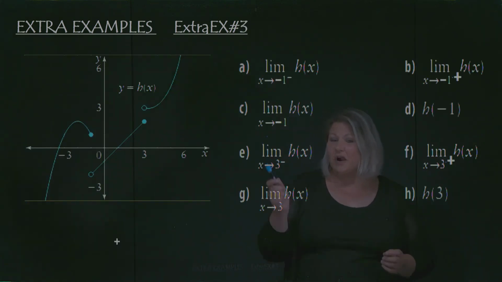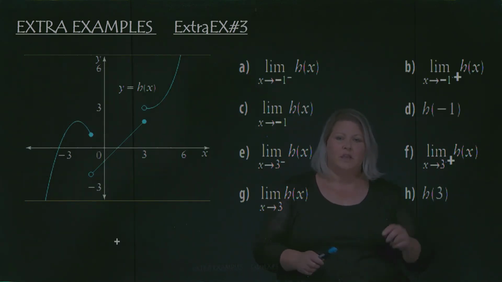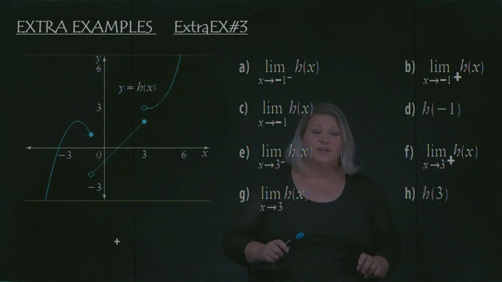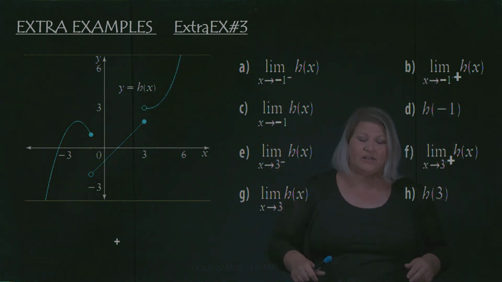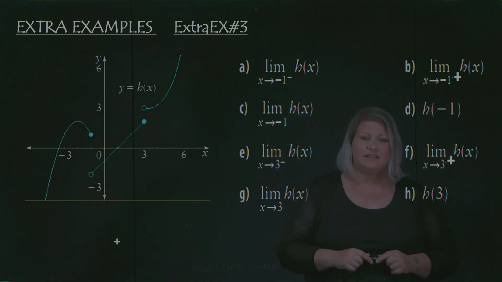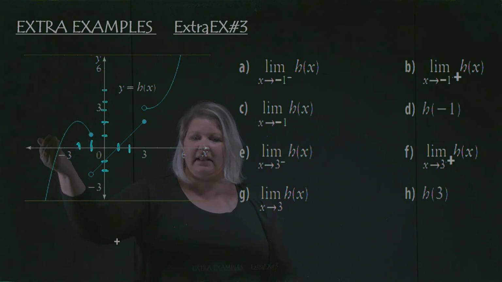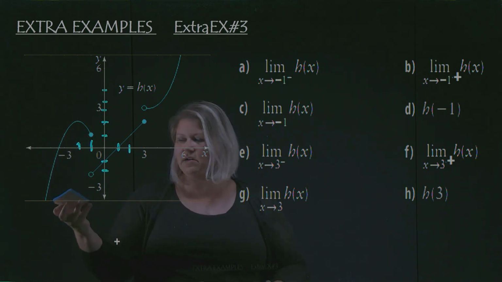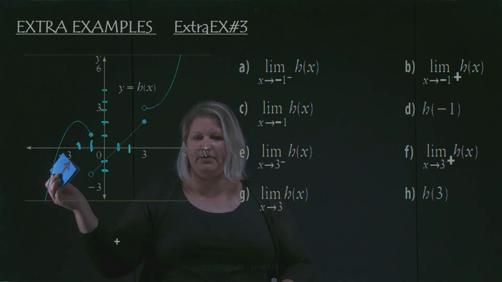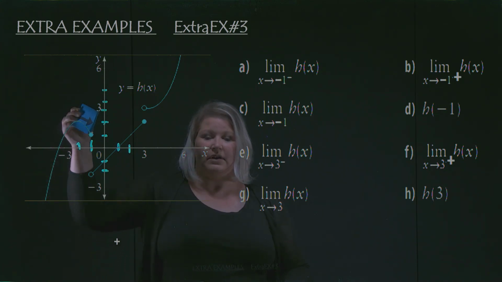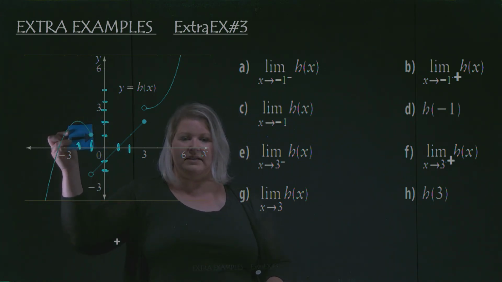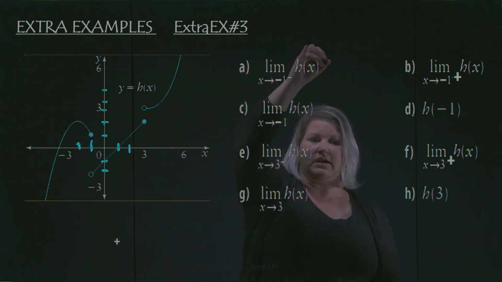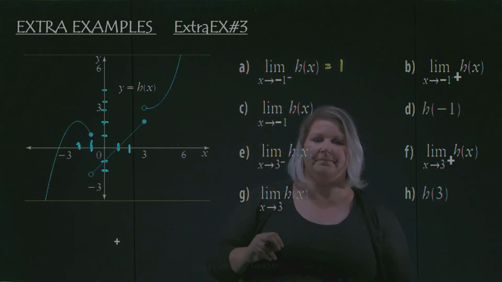Here is your last extra example. We did one like this earlier, so I definitely want you to pause the video and see if you can answer all of these and test out your instincts. As x is approaching negative 1 from the left, that means that f of x is approaching positive 1. It's approaching that point right there, and that point has a y value of positive 1. So this one here, positive 1.